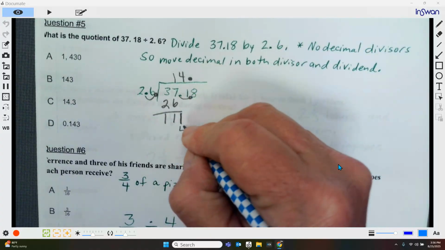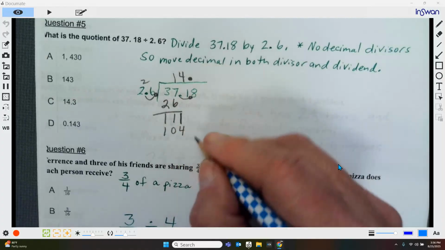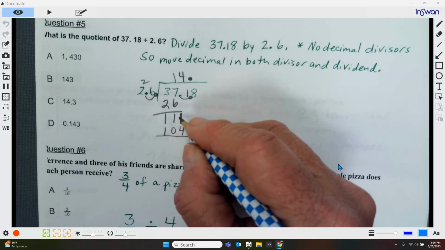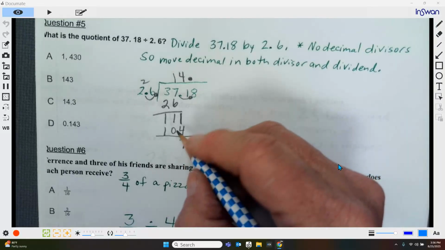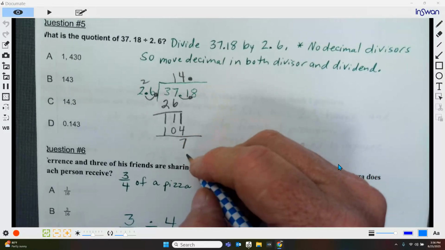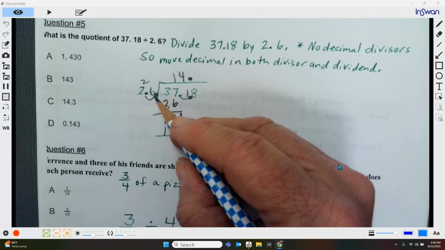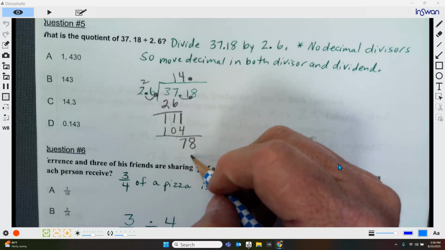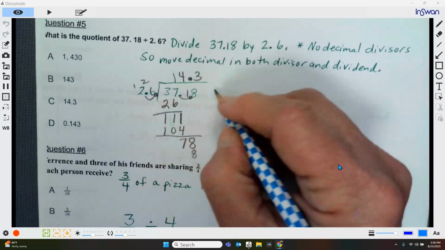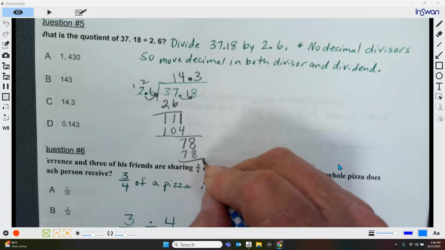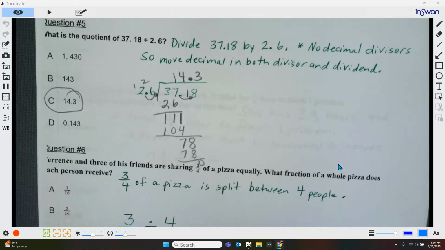6 times 4 is 24, carry the 2. 4 times 2 is 8, plus 2 is 10, so I have 104. 11 minus 4 is 7. Then I bring down the 8. And 26 goes into 78 3 times. 3 times 6 is 18, carry the 1. 3 times 2 is 6, plus 1 is 7. So the answer is 14.3. Next question.